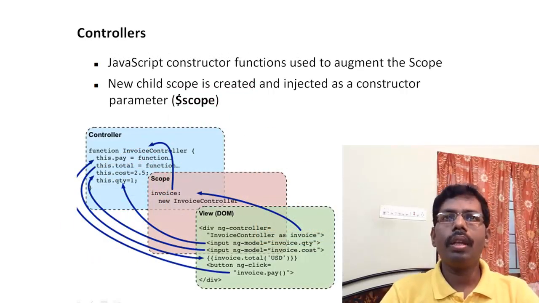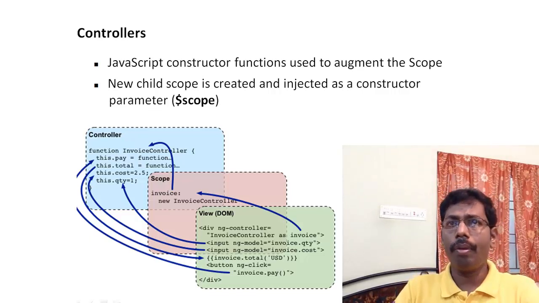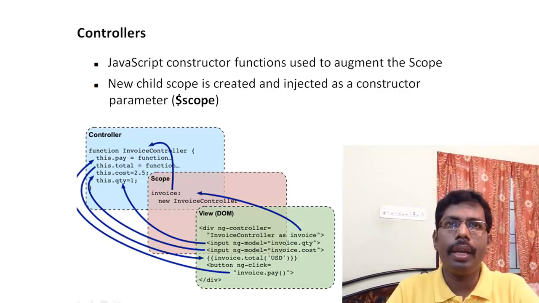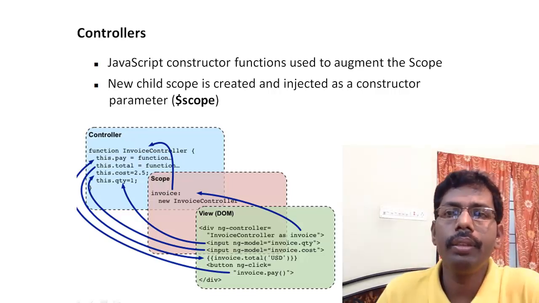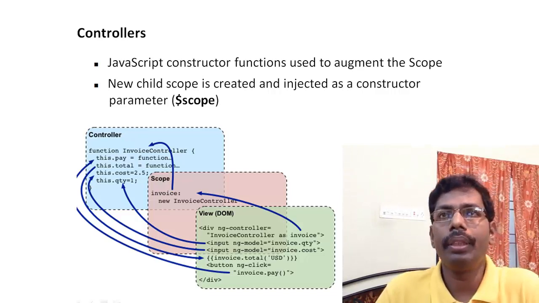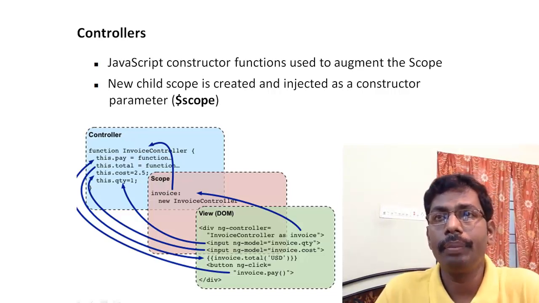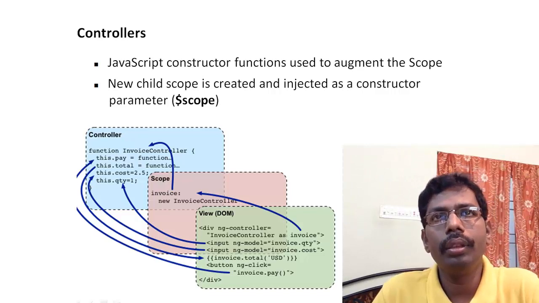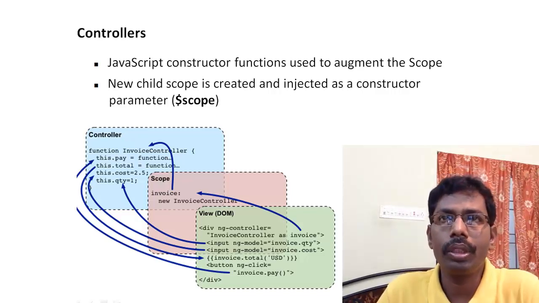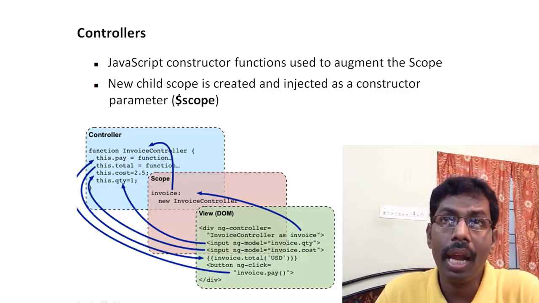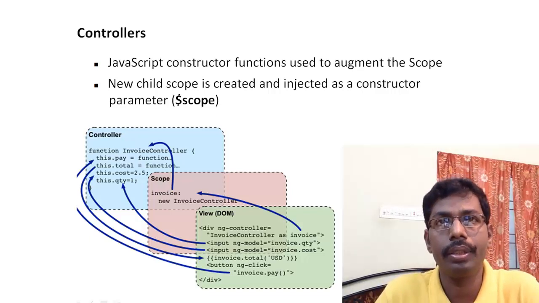The next one is the controller. The controller is responsible for setting the initial state and augmenting $scope with methods to control behavior. It is worth noting that the controller doesn't store state and doesn't interact with remote services.